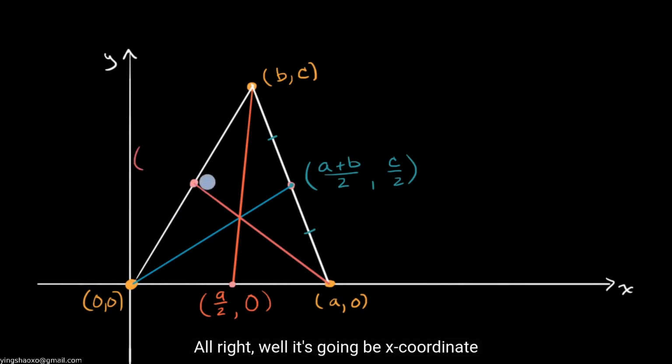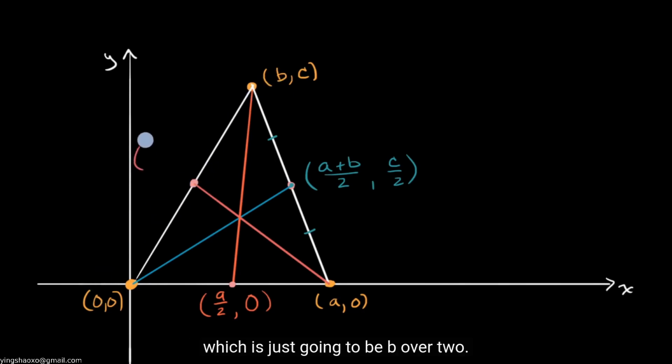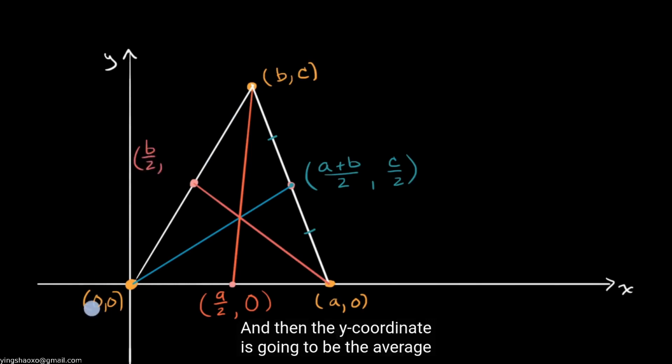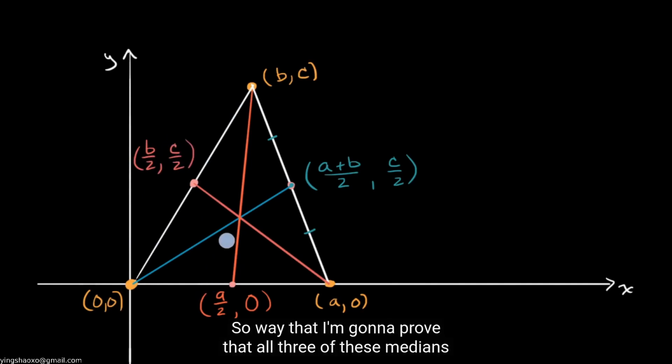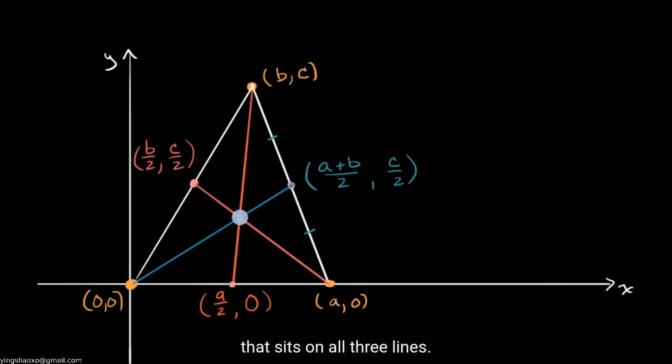All right. Well, the x-coordinate is going to be the average of b and 0, which is just going to be b over 2. And then the y-coordinate is going to be the average of c and 0, which is just going to be c over 2. The way that I'm going to prove that all three of these medians intersect at a unique point is by showing you a coordinate that sits on all three lines. If it sits on all three lines, that must be the point of intersection.